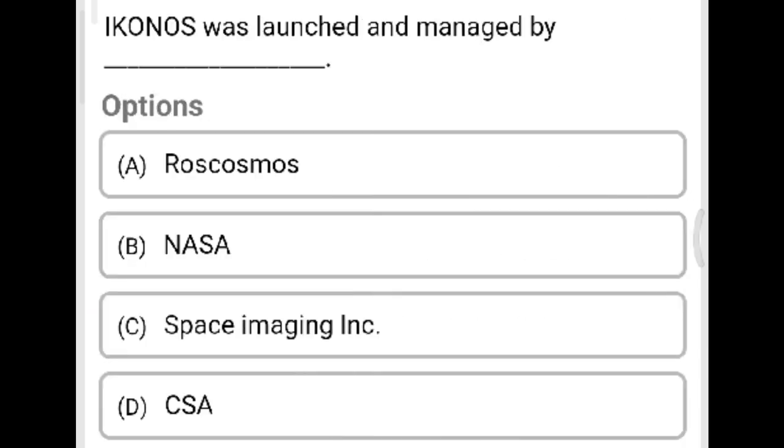Next question, IKONOS was launched and managed by option A Roscosmos, option B NASA, option C Space Imaging Inc., option D CSA. So the correct answer is option C Space Imaging Inc.